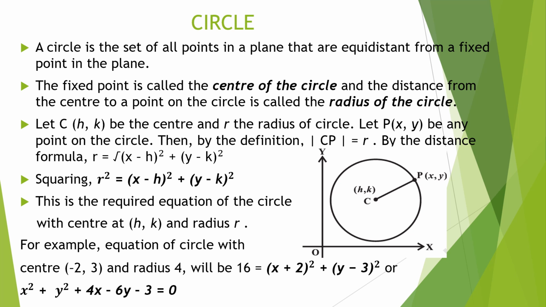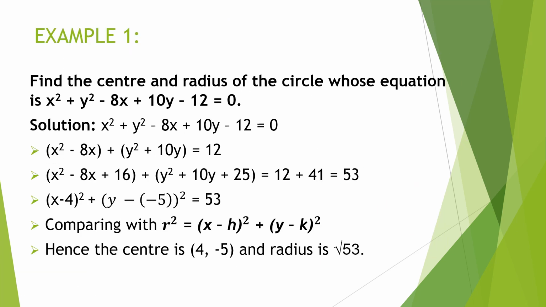k) whole square. For example, the equation of a circle with center (-2, 3) and radius 4 will be, here, h is -2, k is 3 and the radius r is 4. Putting the values in the above equation, you get 16 is equal to (x minus -2, which means x plus 2) whole square plus (y minus 3) square. When you simplify it, you get the equation of this circle as x square plus y square plus 4x minus 6y minus 3 equal to 0.